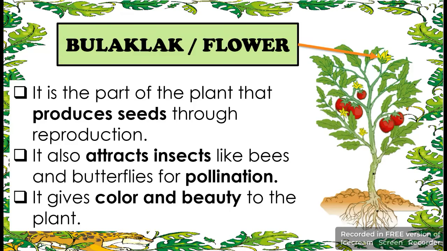First is the bulaklak or flower. It is the part of the plant that produces seeds through reproduction. It also attracts insects like bees and butterflies for pollination. It gives color and beauty to the plants.